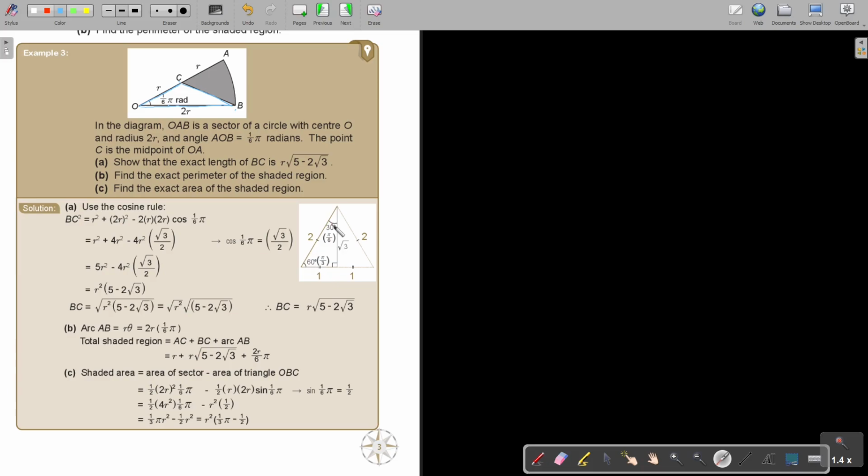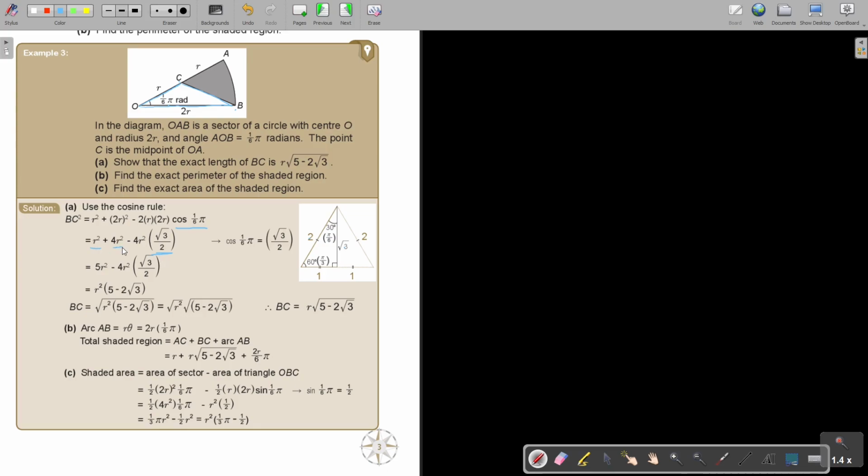And I remember it like this. If it's 60, then it's pi over 3. And if it's 30, then it's pi over 6. So I can substitute in this pi over 6. Cos is adjacent over hypotenuse, and I just substitute that. So please remember, when you see this angle, 1 over 6 pi or 1 over 3 pi, that you go to your special triangles. Okay, now I'm just going to simplify.